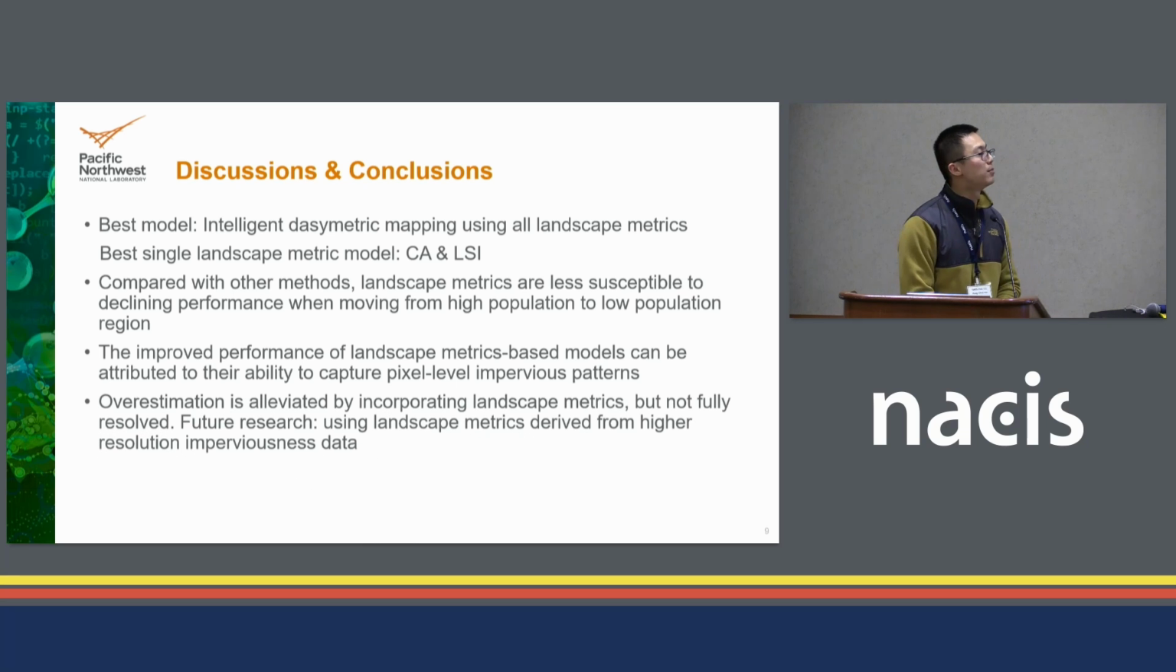And the overestimation problem is alleviated by incorporating landscape metrics, but not fully resolved, because we still found some overestimation in some areas. Future research should use landscape metrics derived from higher resolution imperviousness data. Our current landscape metrics are derived from NLCD imperviousness data of 30-meter resolution. If we use finer resolution imperviousness data and produce more accurate landscape metrics, I believe it could further improve our population downscaling result.